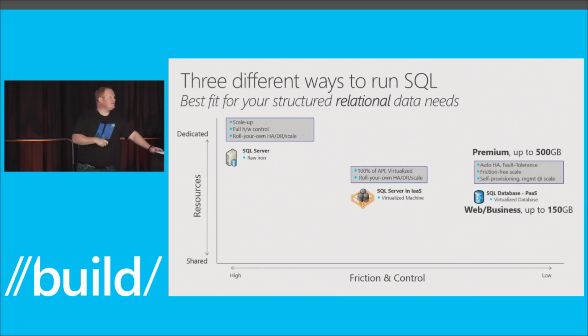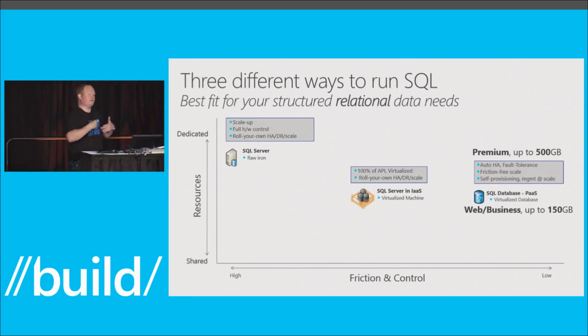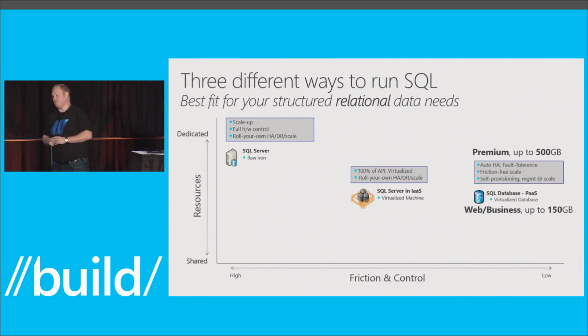And that's the difference in premium, where you select a premium service tier based on the performance needs that you have. So in premium, you don't pay for the size anymore. 500 gigabytes is included. So it's the same size cost for a premium database, independent of if it's 1 gig or 500 gigs. It's the performance that you're after.